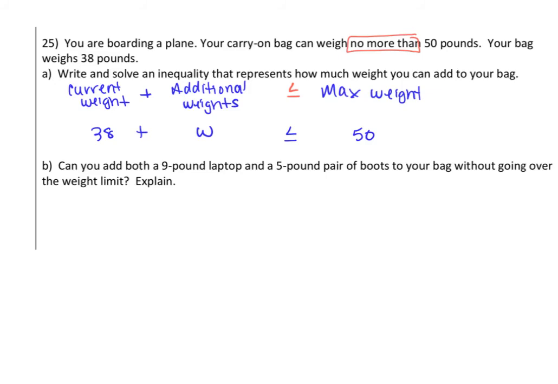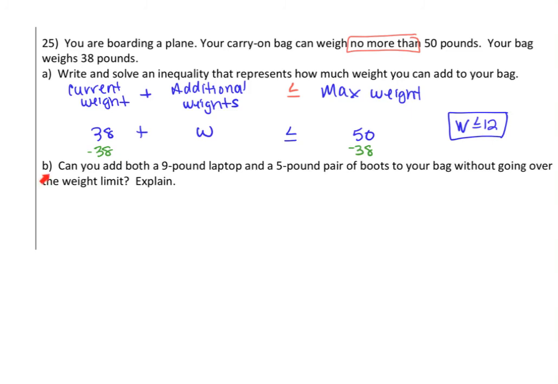To solve this inequality, all you have to do is subtract the 38 from each side. On the left side, the 38s will zero out. So you are left with W is less than or equal to 12. This means you only have 12 pounds more to go before you hit the max weight of 50 pounds. So only 12 pounds of souvenirs.